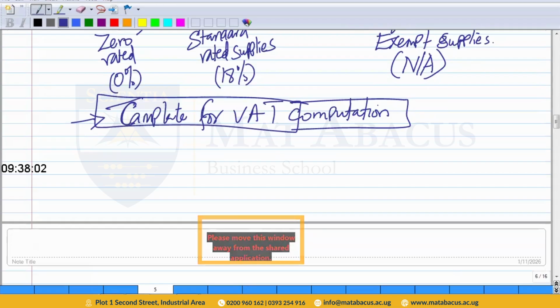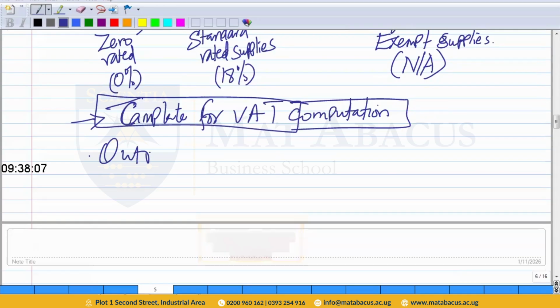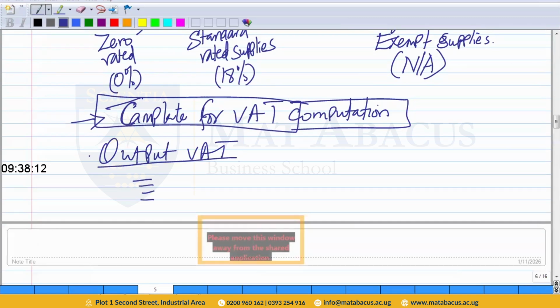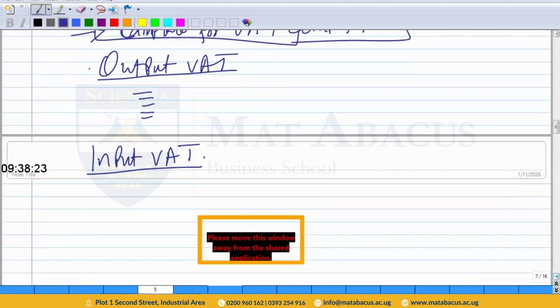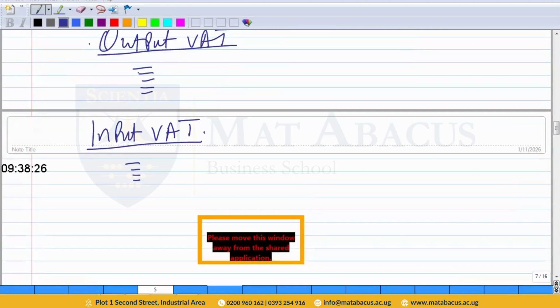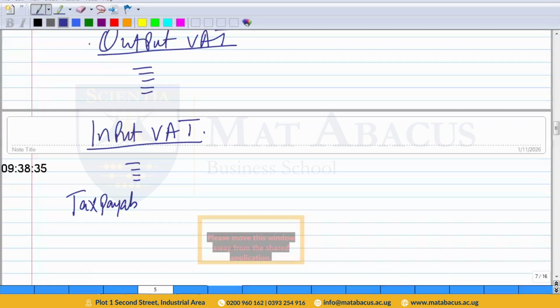In this template, we shall have output VAT, where we list what is under output VAT, and input VAT. When you take output VAT minus input VAT, you get either tax payable or claimable. So we shall look at all this.